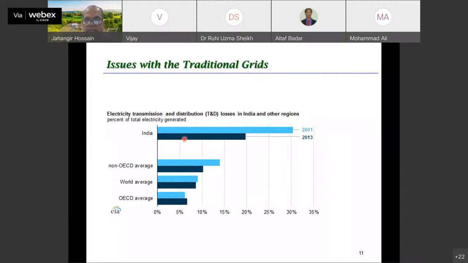And as I said, in 2001 in India the losses were 30%, but by 2013 they had gone down significantly, and I believe now it would be even lower, but still it's higher than in other developed countries. You can see this is more like the average. It's close to 10%, but slightly less than 10%. So on average, 8 to 9% is the world average.